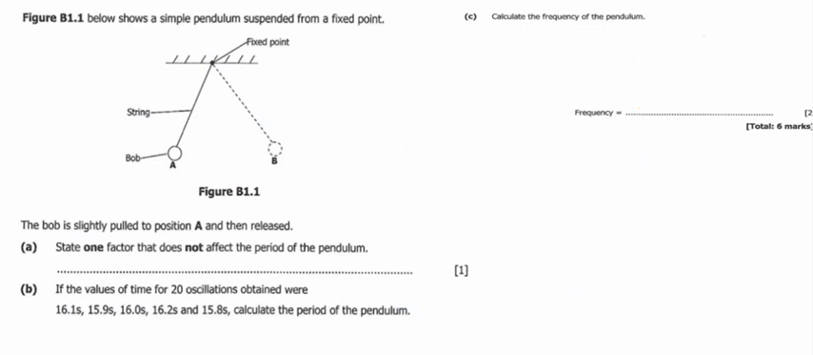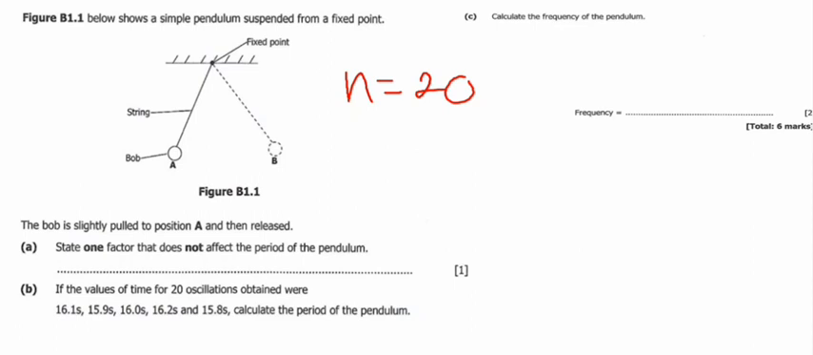Let's come to B. So B is saying, if the values of the time for 20 oscillations, so here we have the number of oscillations equal to 20, obtained were 16.1 seconds, 15.9 seconds, 16.0 seconds, 16.2 seconds, and 15.8 seconds, calculate the period of the pendulum. So we have been given the times here, which is 16.1 and so on.